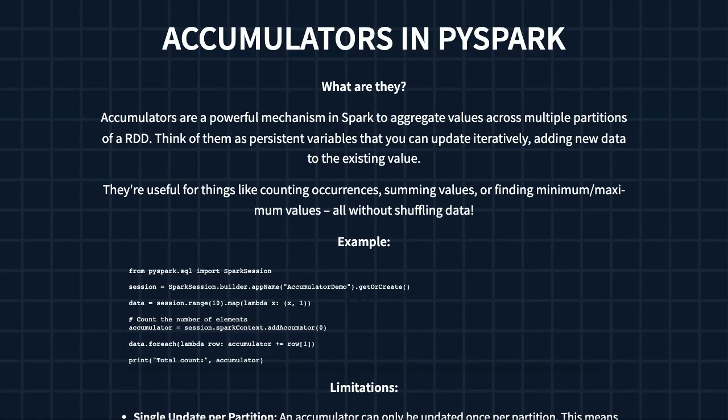However, there are some important limitations. Accumulators can only be updated once per partition, and they aren't designed for concurrent updates. So while they are fantastic for simple counts, consider Spark's built-in aggregation functions if you're doing something more complex.